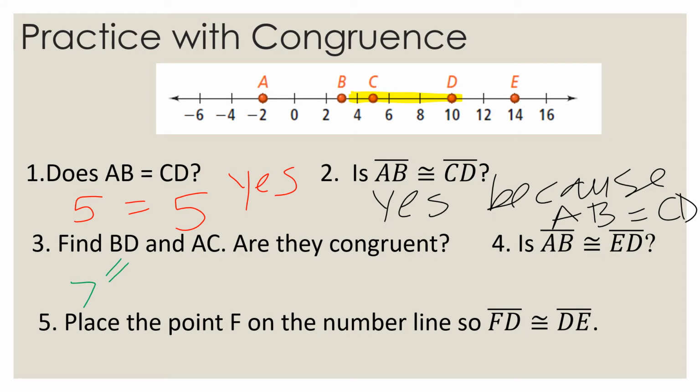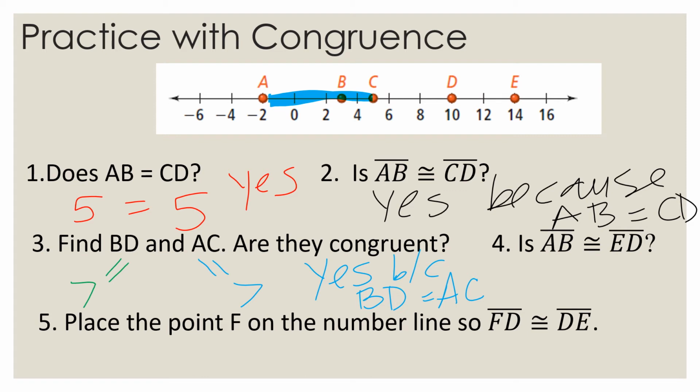Okay, and then we're going to do AC. A to C. So I'm going from -2 to 5. Between -2 to 0 is 2, 0 to 5 is 5. So 2 plus 5 is also 7. So AC also equals 7. If they are the same measure or the same distance, they are congruent because the two line measures equal each other.